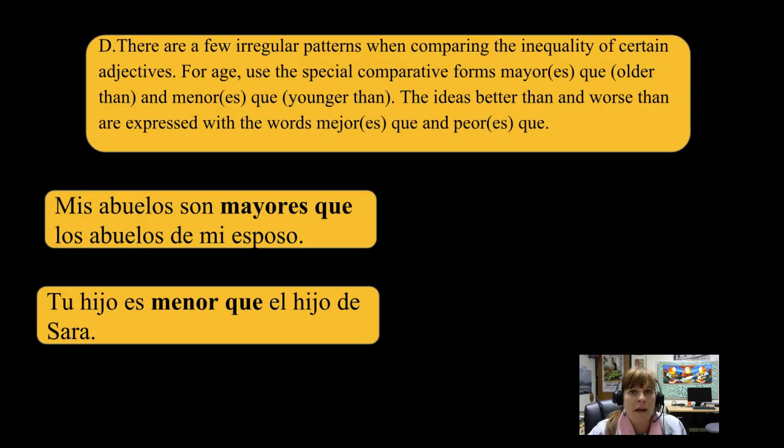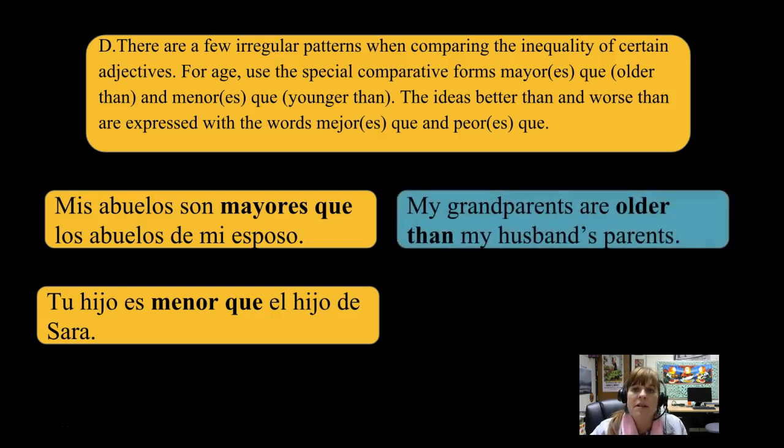There are a few irregular patterns when comparing the inequality of certain adjectives for age. They don't say, yo tengo más años que Elena, right? So they use mayor que for older than, menor que for younger than. The ideas better than and worse than are expressed with the words mejor and peor. Okay, so mis abuelos son mayores que los abuelos de mi esposo. So these are just irregular patterns. So in this context, my grandparents are older than my husband's parents.